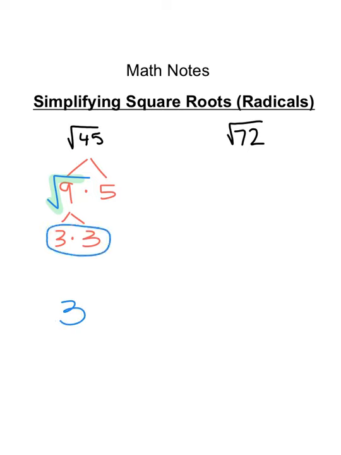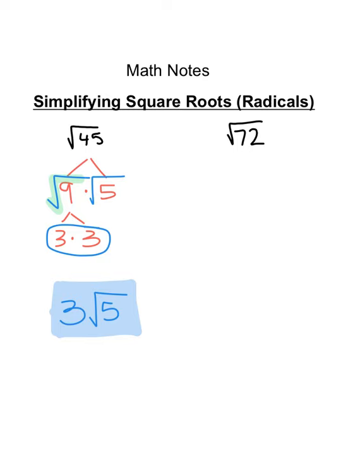That's this paired part at the bottom. But we cannot square root 5, so we keep that inside the square root. And our answer, a simplified square root or simplified radical, is 3 times the square root of 5. It's pronounced 3 root 5. That is the same thing as the square root of 45. And you could check them in a calculator. Type in the square root of 45, get a decimal, type in 3 times square root 5, get a decimal, and they should be the same.